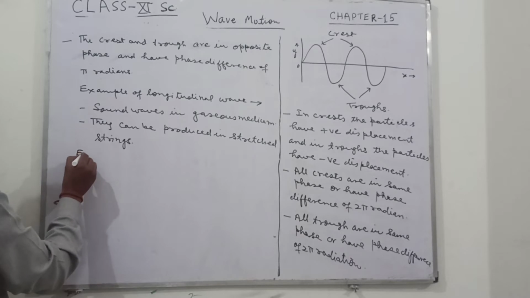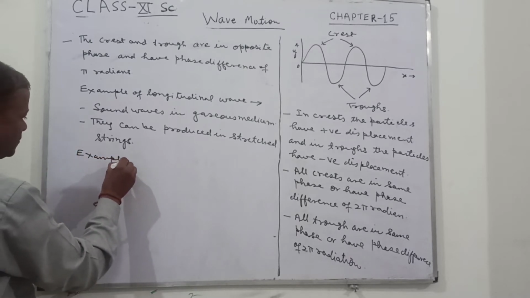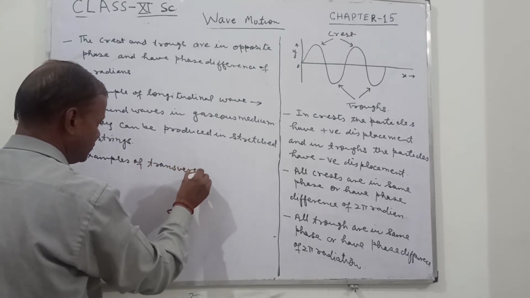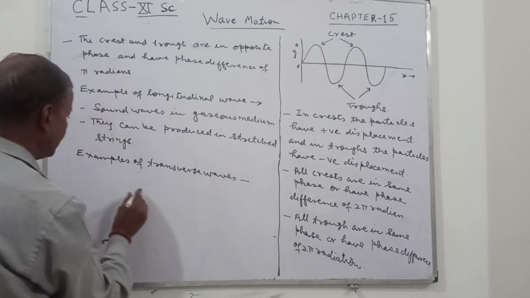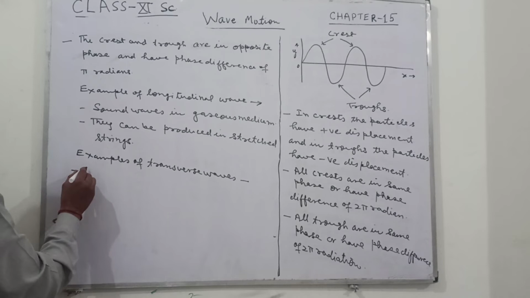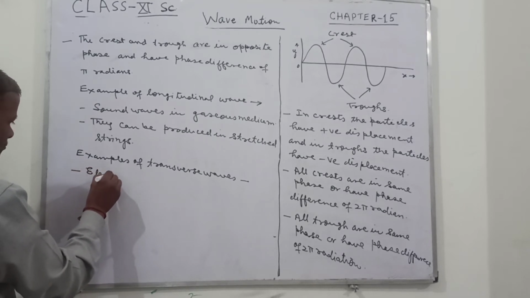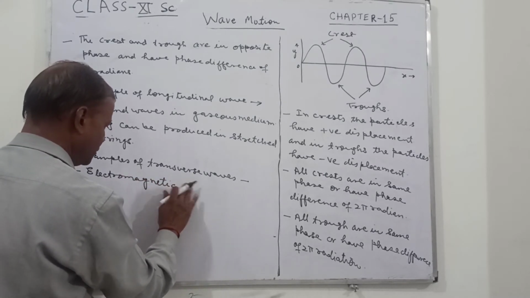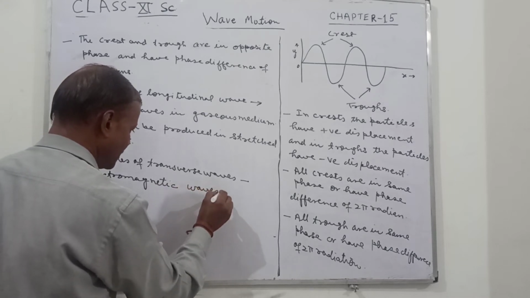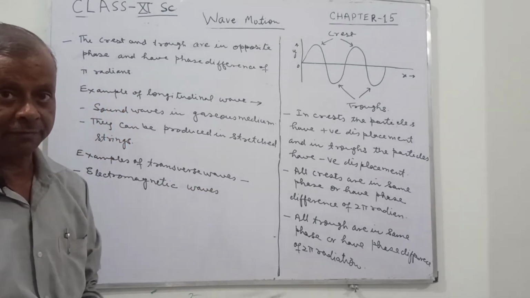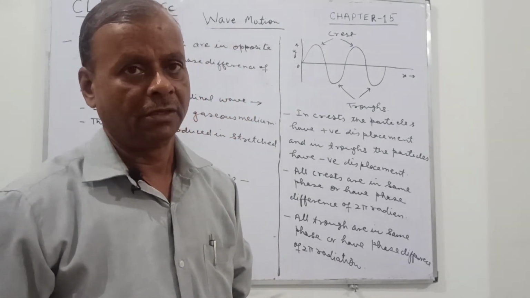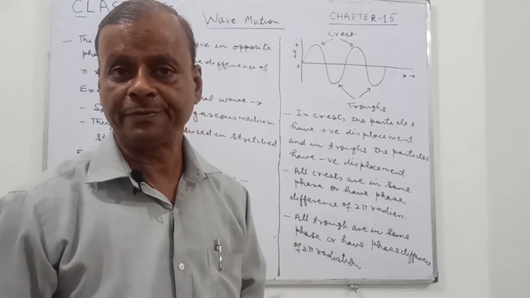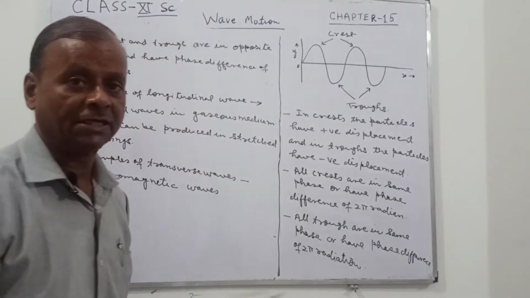And now examples of transverse waves: electromagnetic waves. All kinds of electromagnetic waves like gamma rays, cosmic rays, ultraviolet rays, light, infrared, radio waves, TV waves, they all are transverse waves, and they are electromagnetic waves.